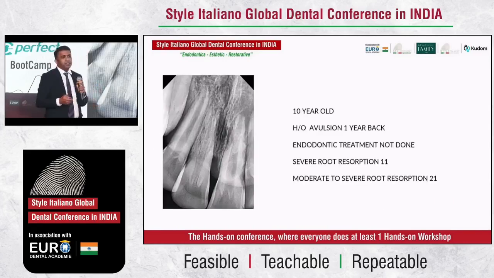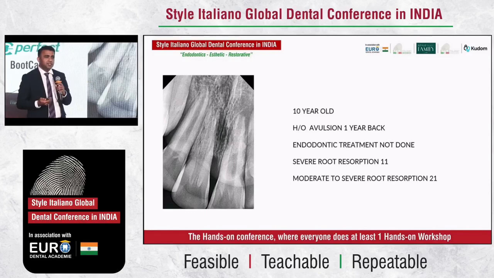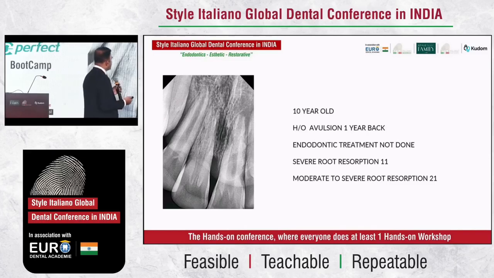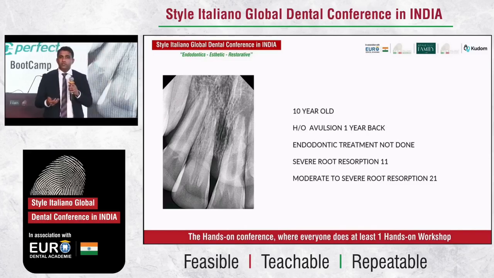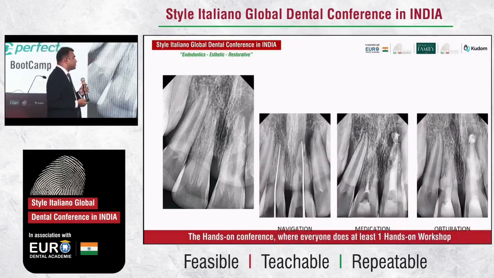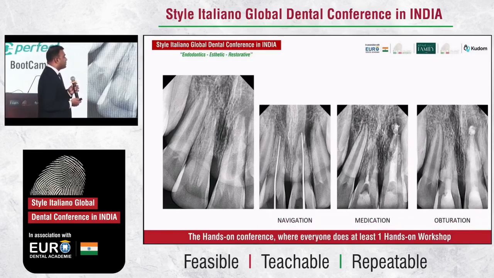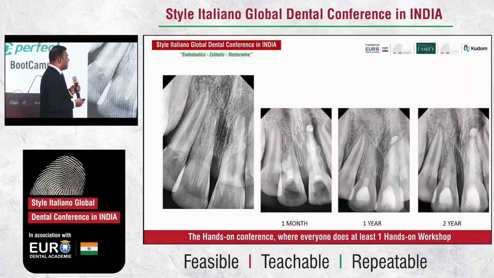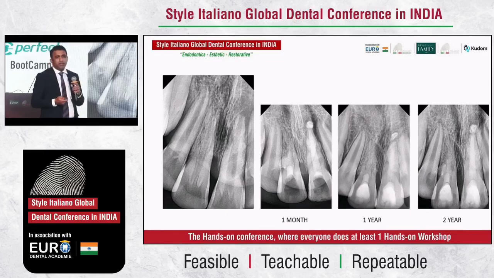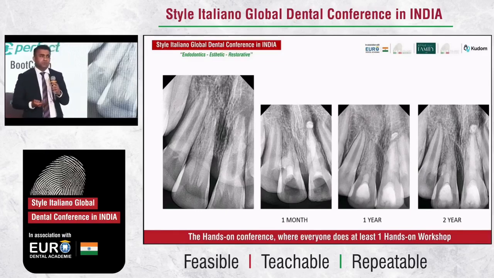This is a case with a very poor prognosis because the patient is very young, and we had no prosthetic option available. It was decided to retain the tooth in place. The patient had swelling, pain, and slight mobility of the tooth with a history of avulsion. And this is after obturation with tricalcium silicate, and this is a 2-year follow-up where the tooth is still in function and the patient is symptom-free.